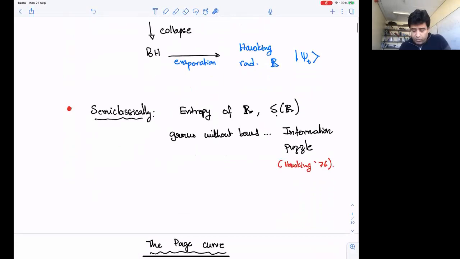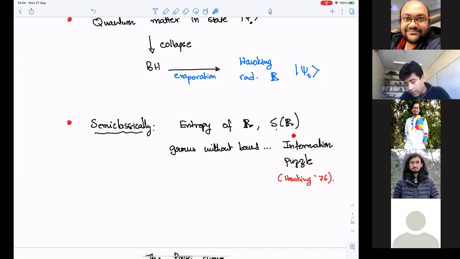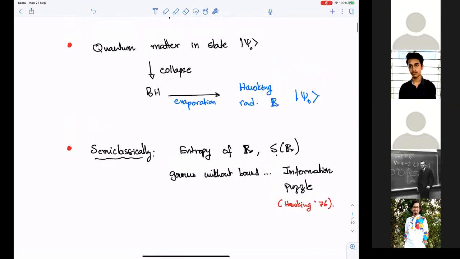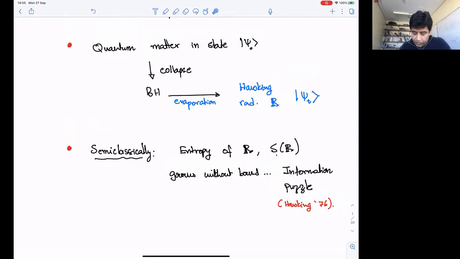Now, the reason there was an information puzzle was because Hawking's calculation basically told us that the radiation coming out from the black hole was thermal, with no correlations, at least no short time correlations. That then tells us that if we compute the naive entropy of this radiation, which is basically the thermal entropy of the radiation, this will grow without bound, in the sense that it will keep growing until the black hole has completely evaporated, leaving us with a final state radiation which has a large entropy. And this, of course, is inconsistent with unitary time evolution, and hence the information puzzle, which was enunciated by Hawking in '76. This is, of course, a semi-classical picture where we are thinking about the Hawking radiation as being emitted through the semi-classical process of Hawking radiation.